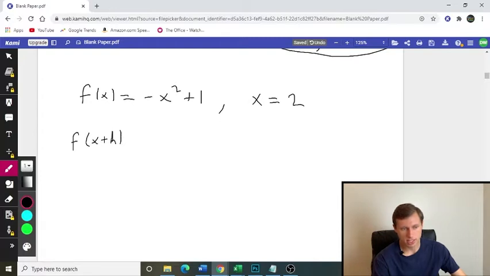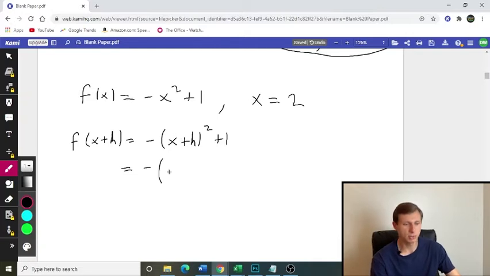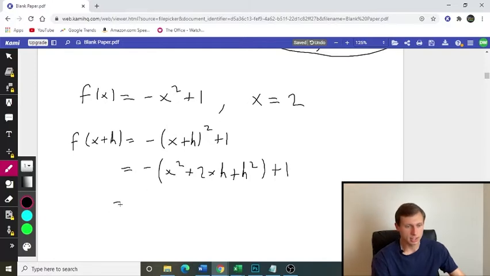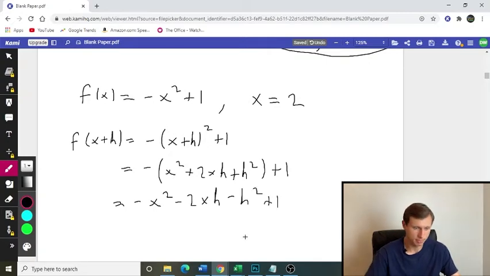What's f of x plus h equal to? Remember, we're plugging in x plus h wherever we see x, so it's going to be negative quantity x plus h squared plus 1. We're going to have to first FOIL, or square that term, leave the negative outside, we'll deal with that next. Just foiling this, we get x squared plus 2xh plus h squared, and then plus 1. And so that's going to become then negative x squared minus 2xh minus h squared, still plus 1, after you distribute the negative sign.